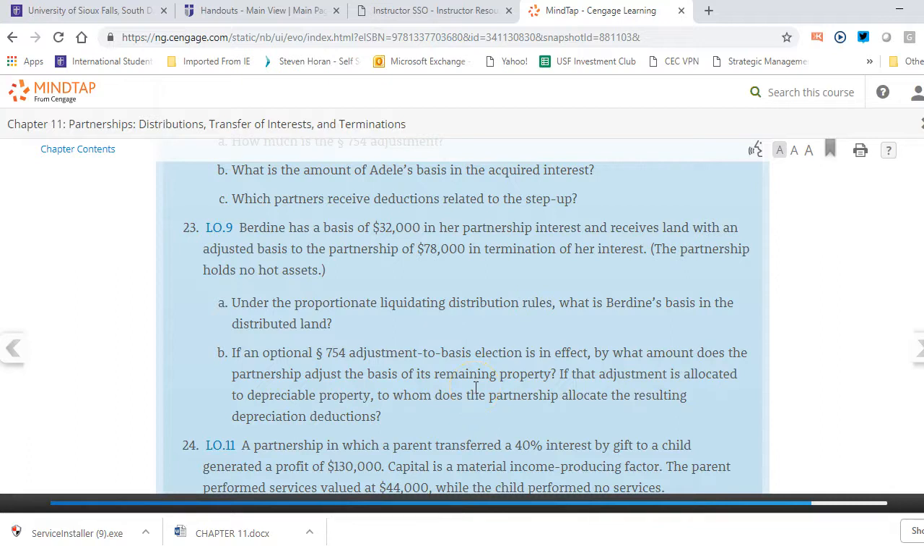So the partnership steps up its basis in the remaining assets by 46,000. 78 minus 32 is 46. Or the amount by which the property's basis is decreased in Burdine's hands, 78 minus 32. Deductions related to the step-ups are allocated to all remaining partners. So it's $46,000 and allocated to all remaining partners.